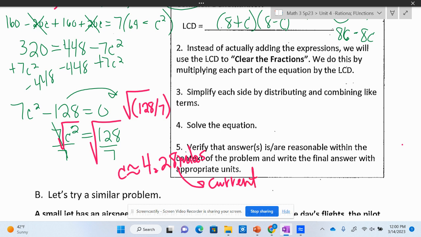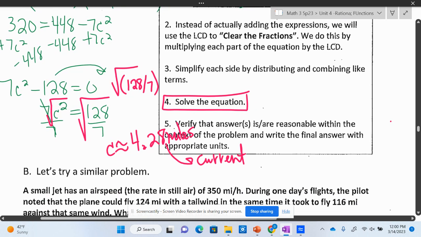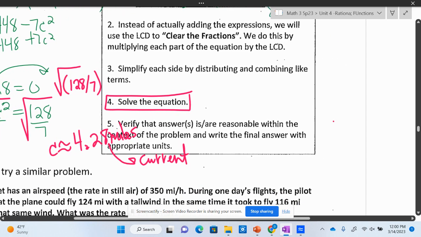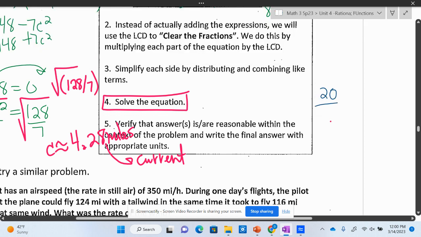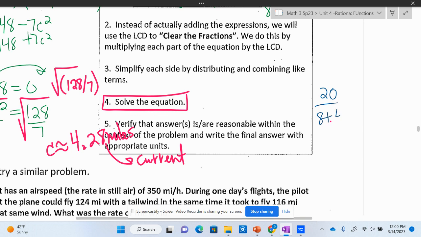Okay, so that's step number 4. We've solved the equation. I know that there's not a whole lot of space here, so I scanned my notes and put them in Canvas. I'm still going to do this whole verify step because I think it's important for you to understand. It says verify your answers, make sure that they're reasonable. Remember the trip was 20 divided by 8 plus c, which is 4.28, and the other expression was 20 divided by 8 minus 4.28. This one is traveling downstream, this one is traveling upstream.